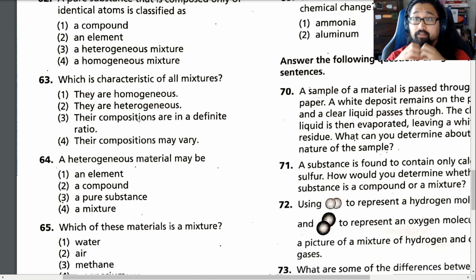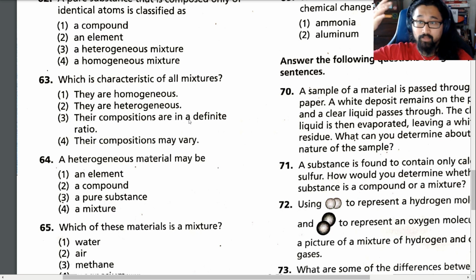Every mixture has to fit this definition. Every mixture is homogeneous? No, Chex Mix is not homogeneous. I can tell the difference in Chex Mix pieces, but it's still a mixture. All mixtures are heterogeneous? No, chocolate milk is a mixture. Chocolate milk looks the same throughout. Their compositions are in a definite ratio?